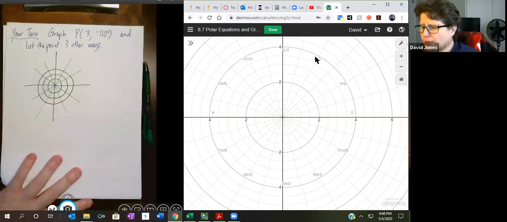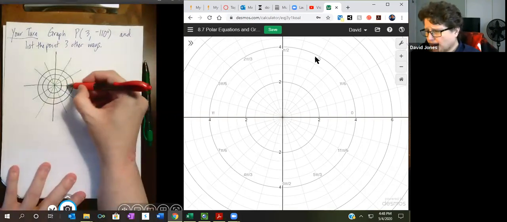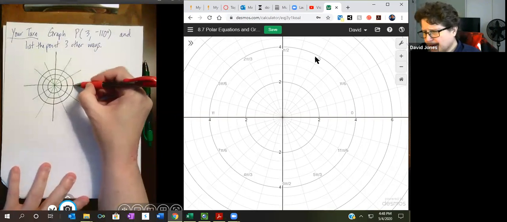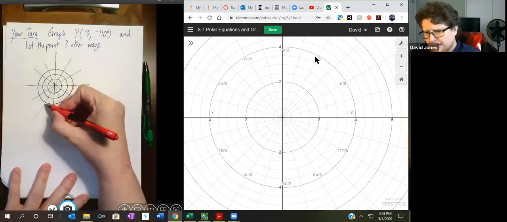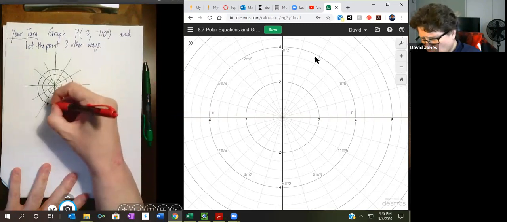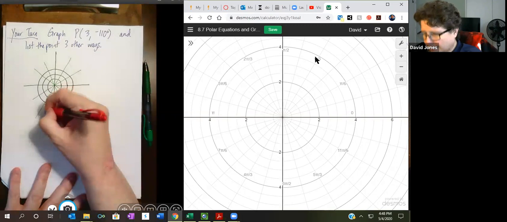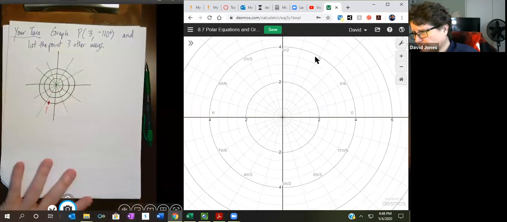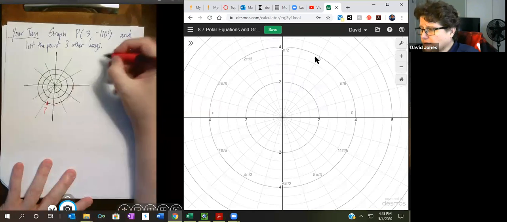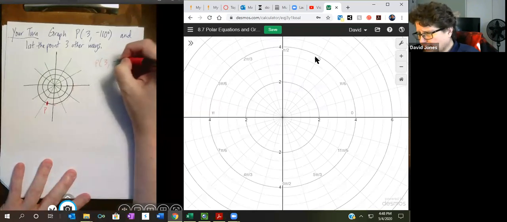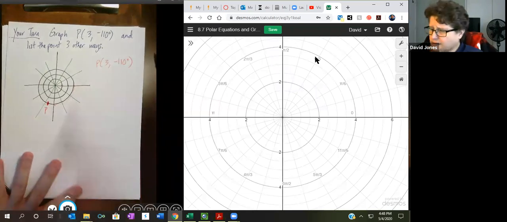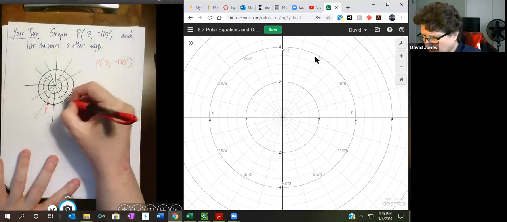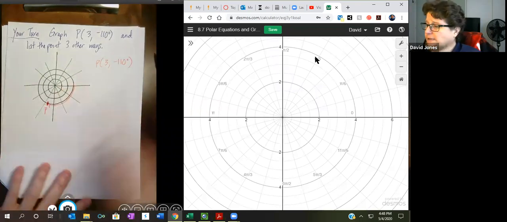So one option, the one that it was asked for, was go out 3 units and then go negative 110 degrees. This would get me to negative 90. Getting all the way to this line would be negative 120. So we're looking at P being right about there. So we could say 3, negative 110 degrees. That was the one that we started with.